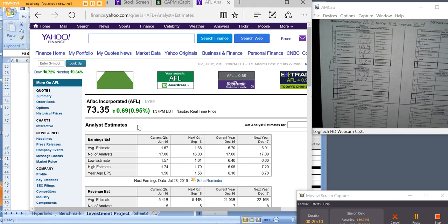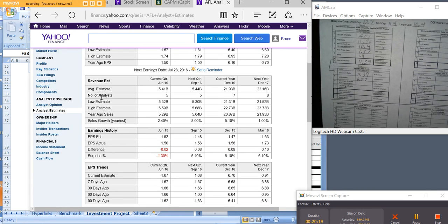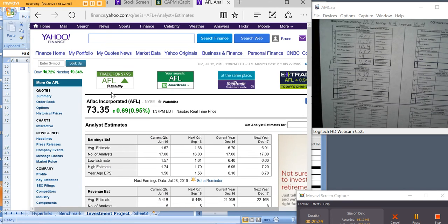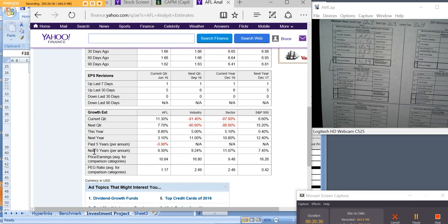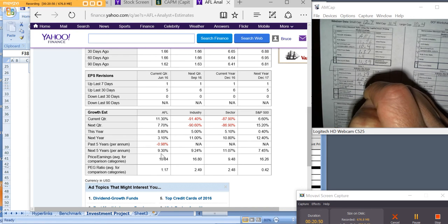Unless my computer freezes up. Oh, there we go. Just about to the bottom here, we see growth estimate. So again, we're under analyst estimates. Scroll down, and you get the growth estimate for the next 5 years per annum. In this first column is Aflac's growth rate for the next 5 years. So it's 9.30%. So I'm going to enter in 9.30.